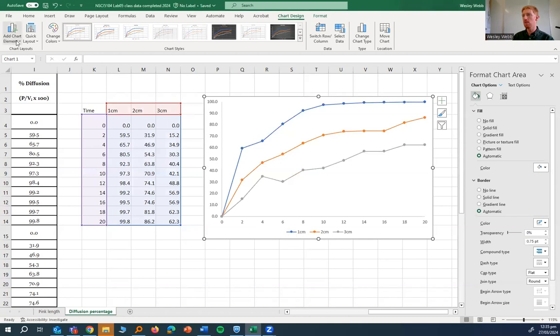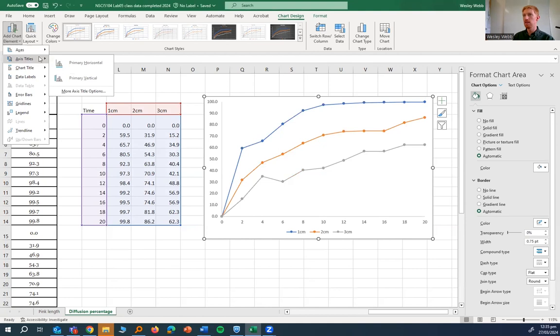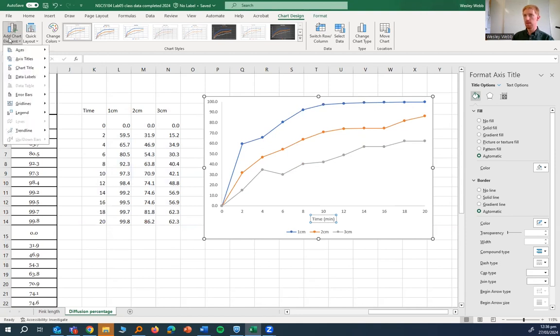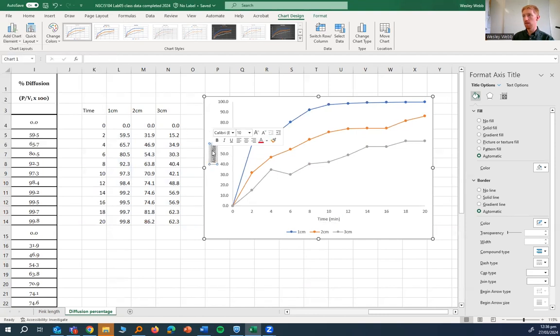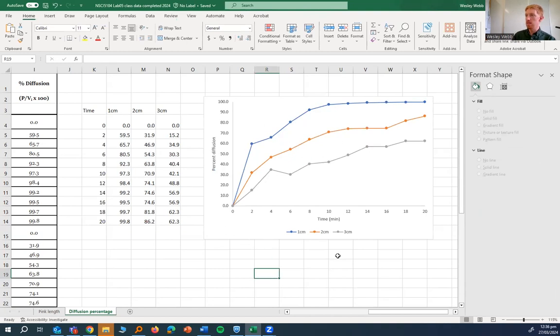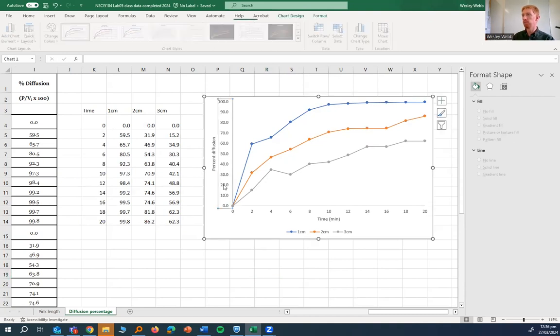We could add axes. You can always add chart elements from this button here. So we can go axis titles. Yeah, let's add a primary horizontal title. You go time in minutes. And we can go into primary vertical, say percent diffusion. And there, it's starting to actually be an interpretable graph now that is useful.